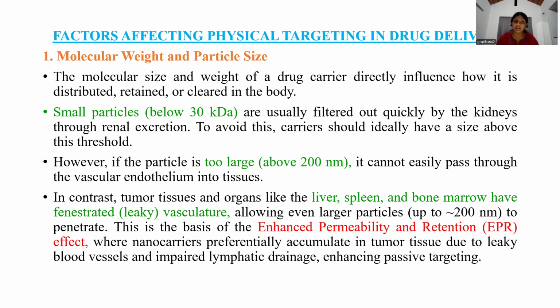However, if the particle is too large, that is above 200 nanometers, it cannot easily pass through the vascular endothelium into the tissues, which is also a problem. In contrast, tumor tissues and organs like the liver, spleen, and bone marrow have fenestrated vasculature, allowing even larger particles, up to 200 nanometers, to penetrate.